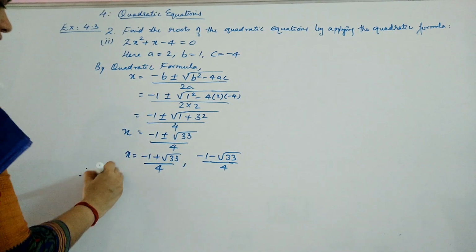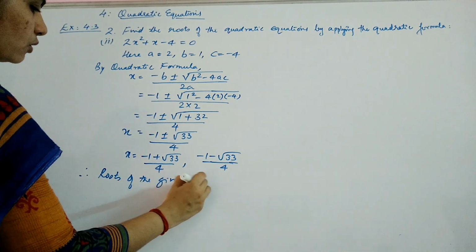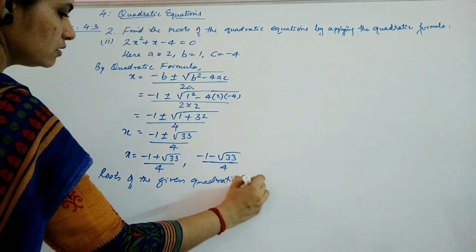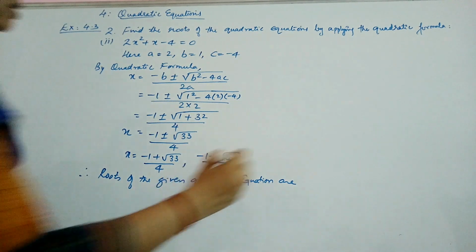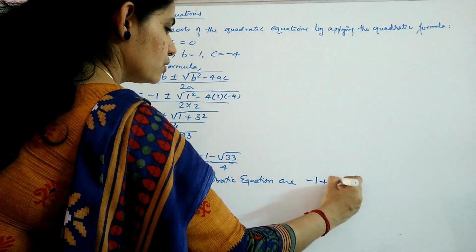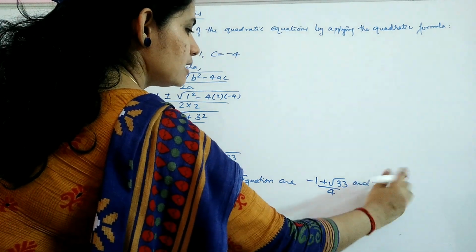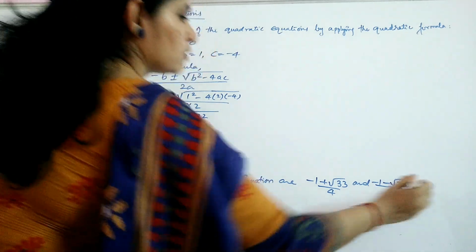Therefore, the roots of the given quadratic equation are, what are the values? Minus 1 plus root 33 by 4 and minus 1 minus root 33 by 4.